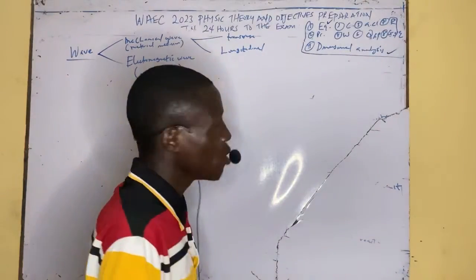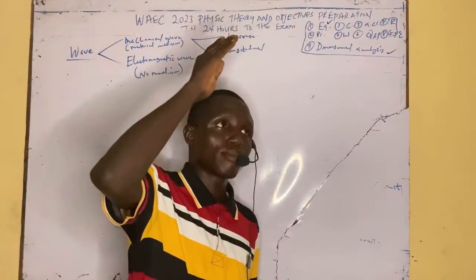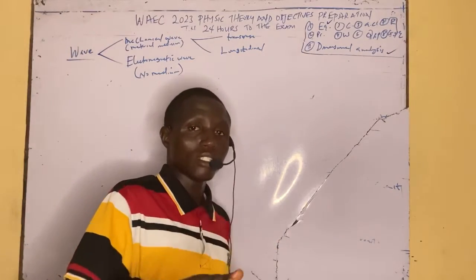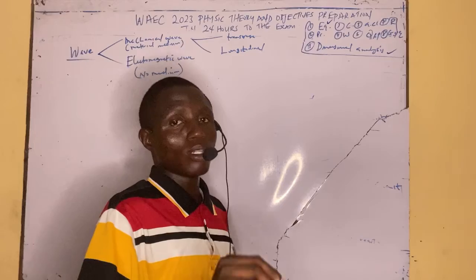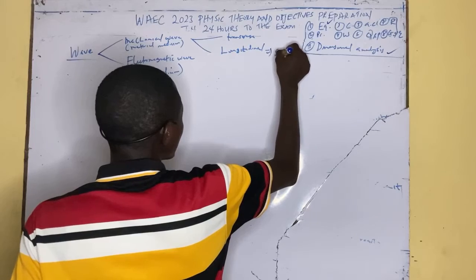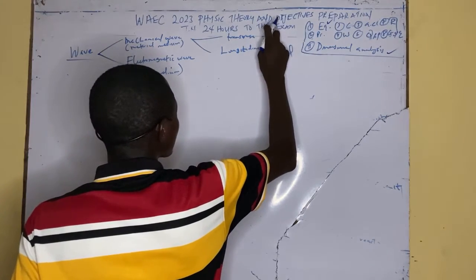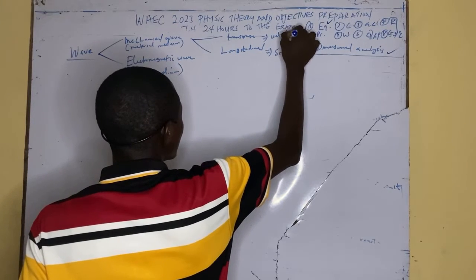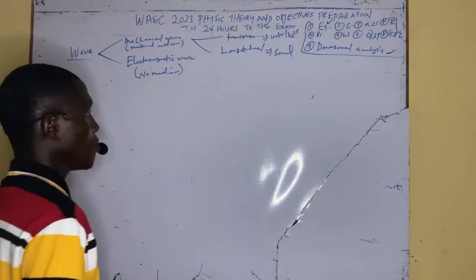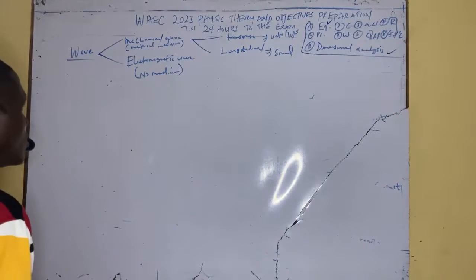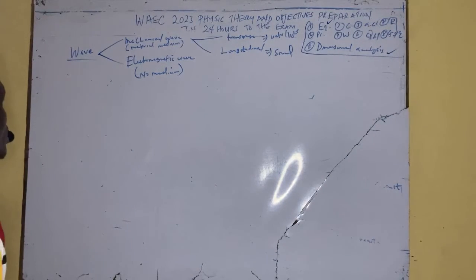So just know that one has a perpendicular direction to the particle vibration, while the other has the same direction as the vibration of the particles. This one is usually sound. This one is usually water waves, light, and so on. Water wave, light wave, and why something like sound. Sound is a very interesting topic, but I'm not going to go into that now. So that is that about longitudinal and transverse waves.